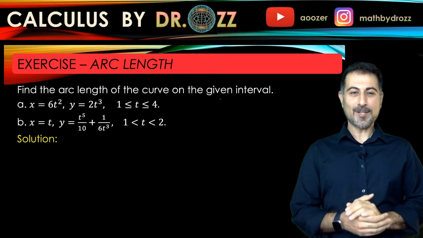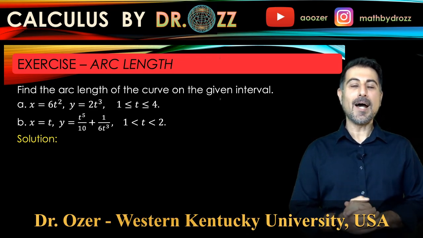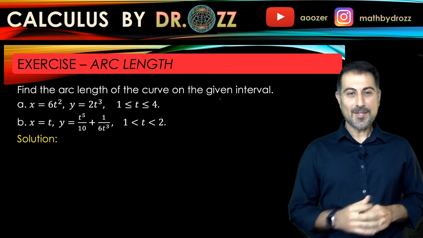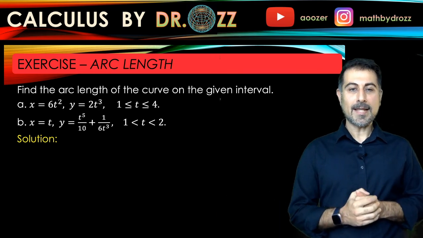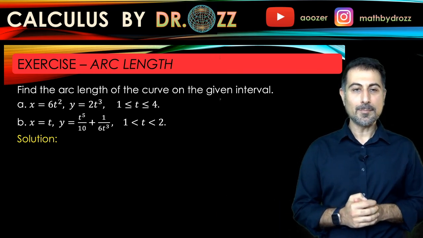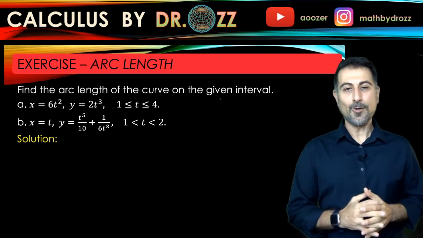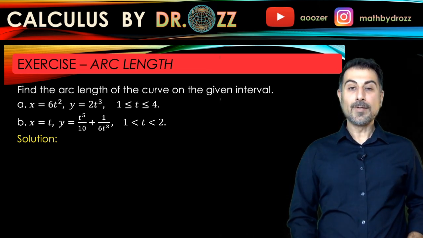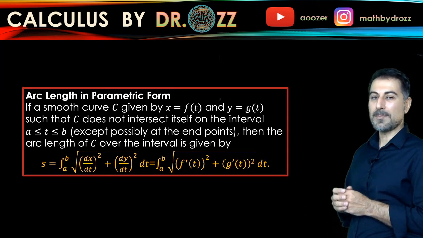Today we're going to tackle the problem of finding the arc length of a curve on a given interval, but the curves are parametrized. This was a problem that we tackled earlier as an application of integration in the previous sections of calculus. But this time we're given the curves in parametric form, so we should be able to use the formula derived for finding the arc length of parametric curves. Please refer back to this table.